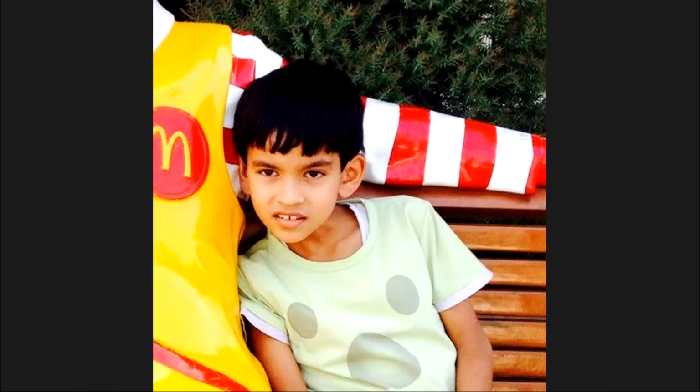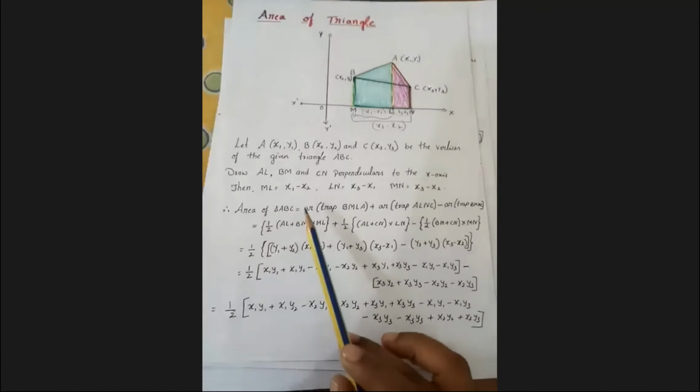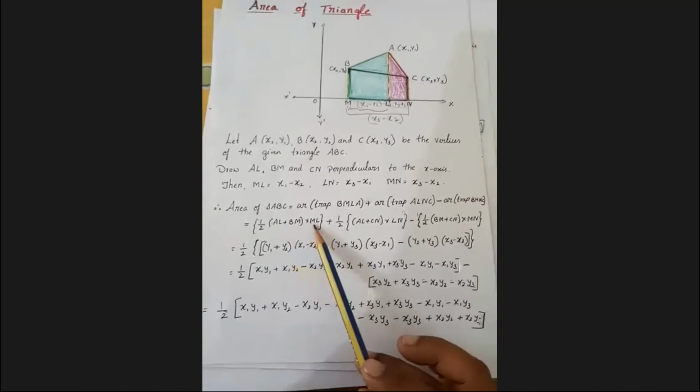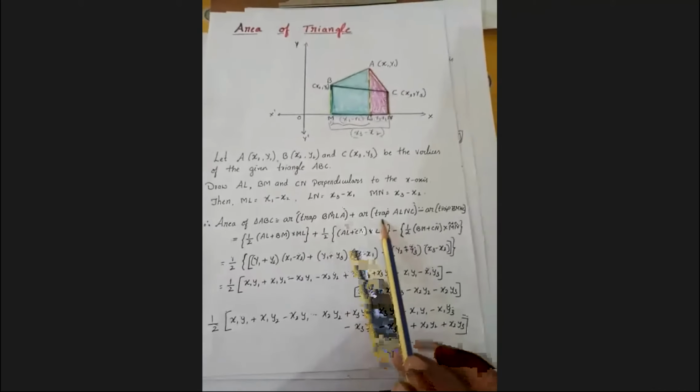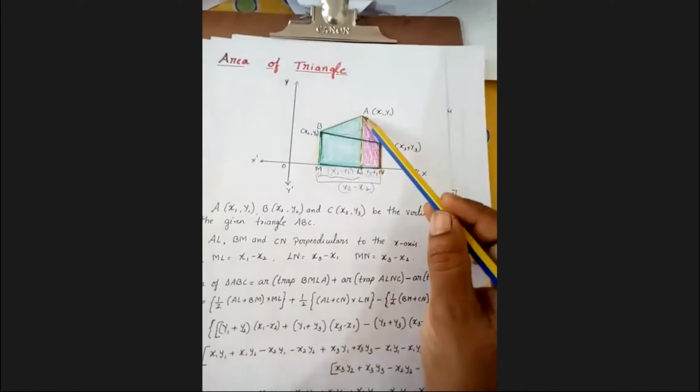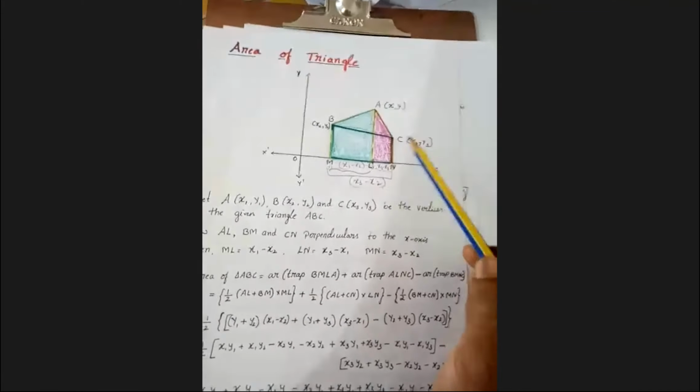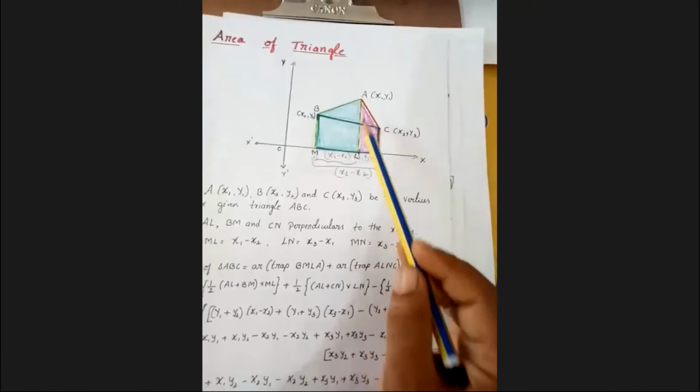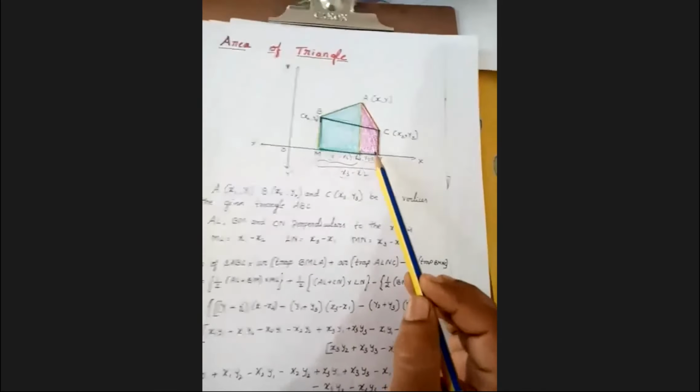So here I just applied the area of trapezium BMLA. Opposite sides are AL plus BM into ML. ML is the height of the trapezium. Area of trapezium is half into sum of parallel sides into height. Same thing I applied for this pink color box, trapezium ALNC. Opposite parallel sides are AL plus CN and height is LN. Am I clear here?